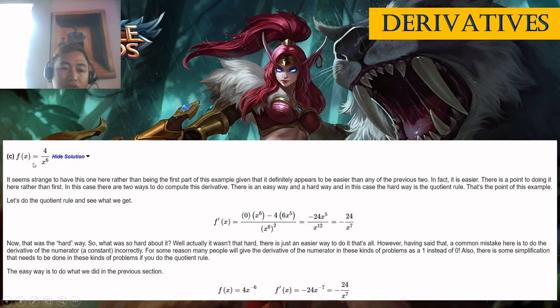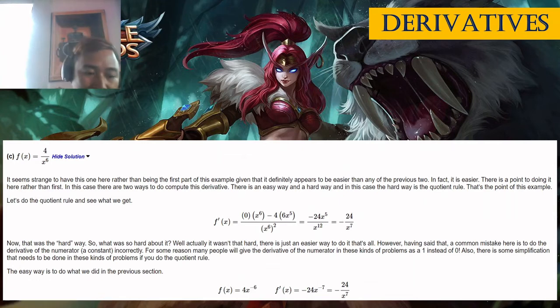Over, squared ang denominator. So, over x to the 6th squared. Okay. Ma-0 naman iyang i-times 0. Diba? So, negative 4 times 6 is negative 24. X to the 5th. Over x to the 12. So, is equal to negative 24 x to the 5th. So, cancel si x to the 5th. 12 minus 5 is x to the 7. So, negative 24 over x to the power of 7.